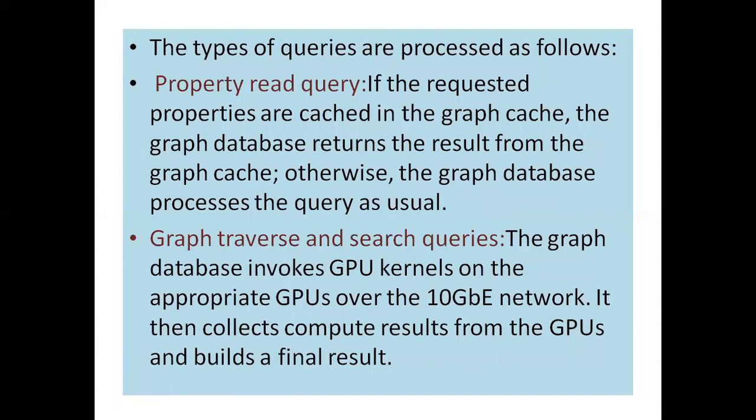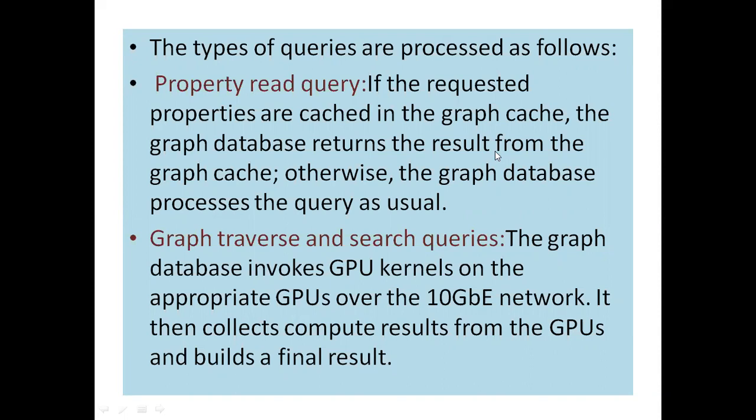Next, the types of queries are processed as follows. There are three types of queries: property read query, graph traverse, and search queries. Coming to the property read query: if the requested properties are cached in the graph cache, the graph database returns the result from the graph cache. Otherwise, the graph database processes the query as usual.